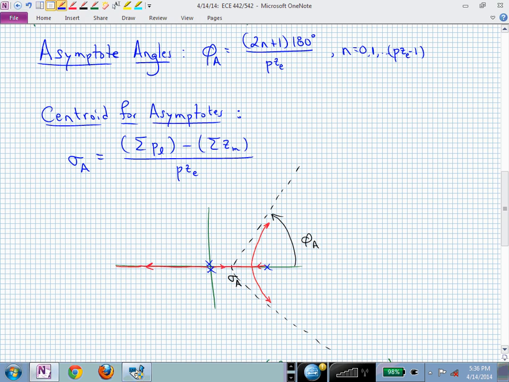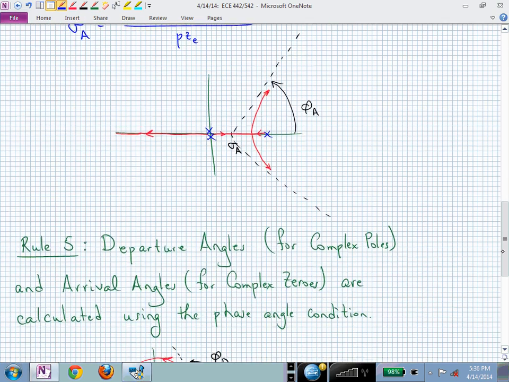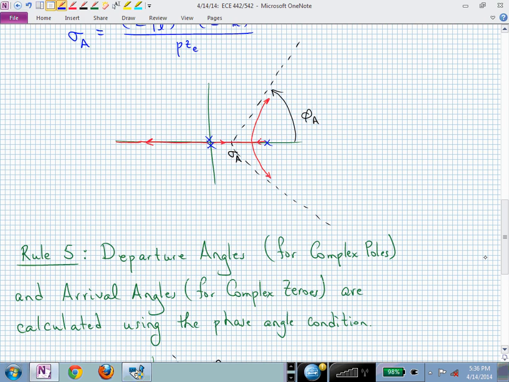We'll look at that, but these lines are simply asymptote lines. The branches asymptotically approach those lines. Sometimes they live right on them, but most of the time they're asymptotes that the branches approach as you increase the gain k. That's rule number 4. How do we sketch those asymptote lines, and how many of them are there? Rule number 5 is really only going to be in play when you have complex poles or zeros, by which I mean poles or zeros that have non-zero imaginary parts. They're off the real line.